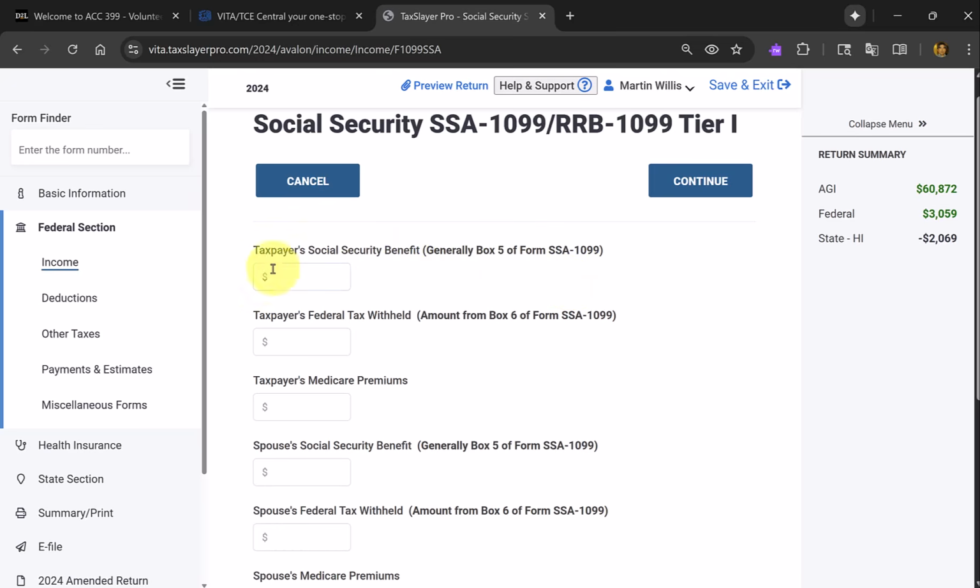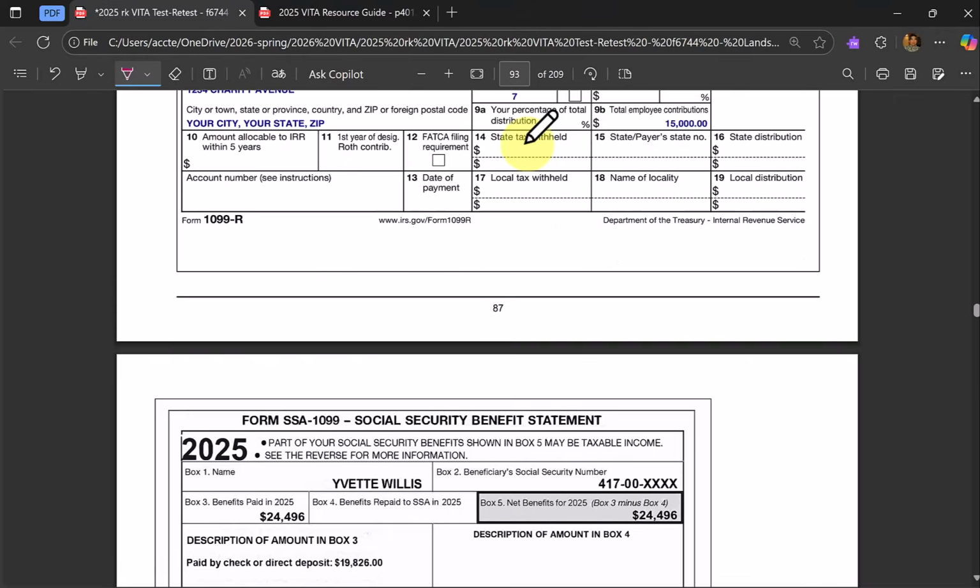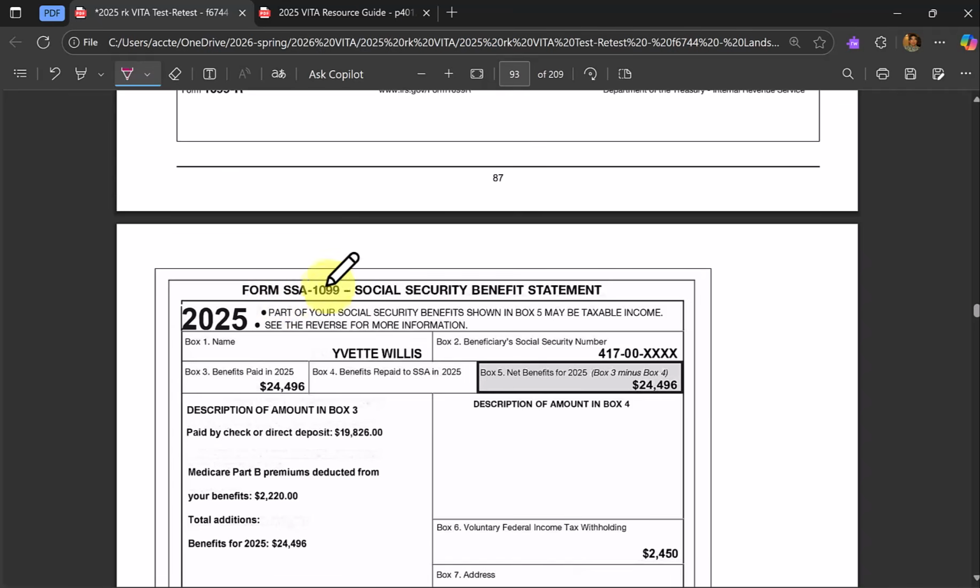So the benefit from box 5 of the SSA-1099, box 5, 24,496.